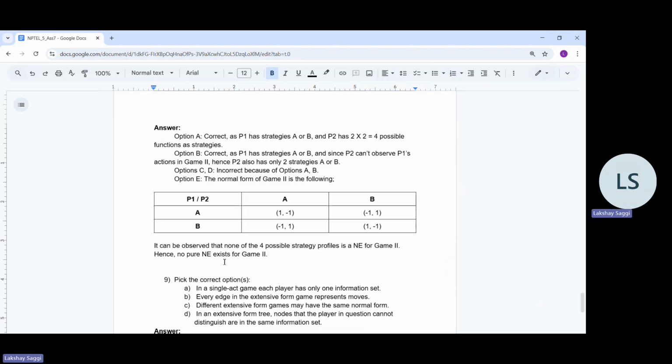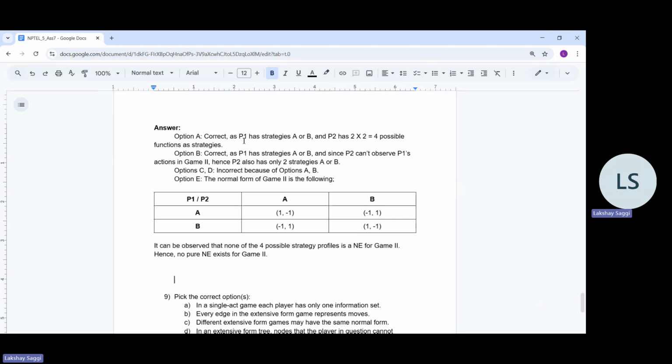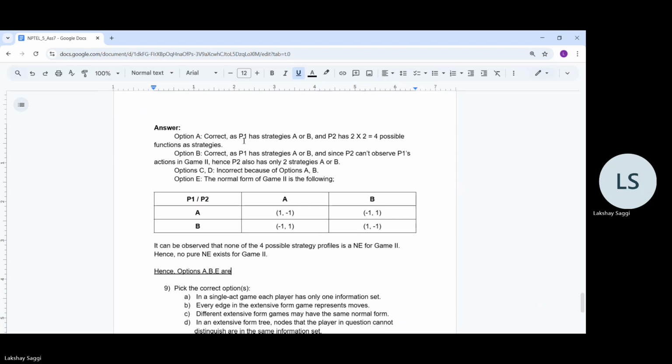So option E is correct, and options A and B were correct. So maybe just writing this down. Hence, options A, comma B, comma E are correct. Right.